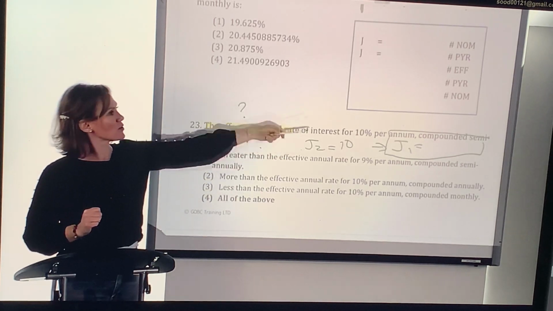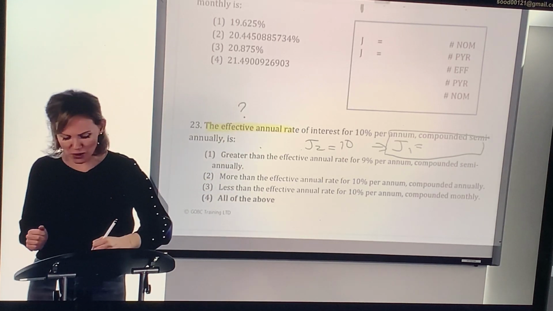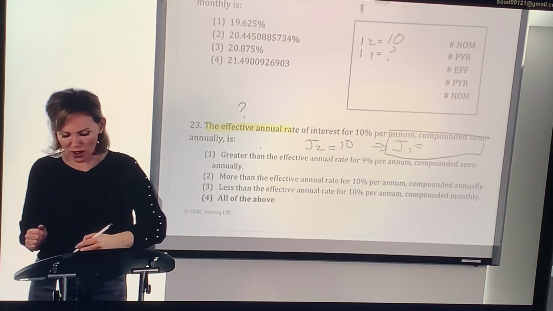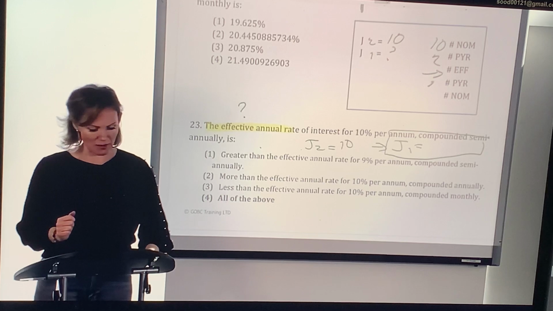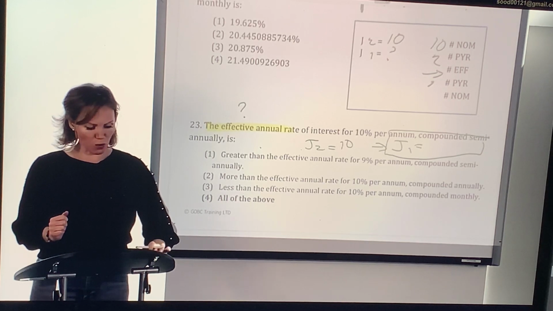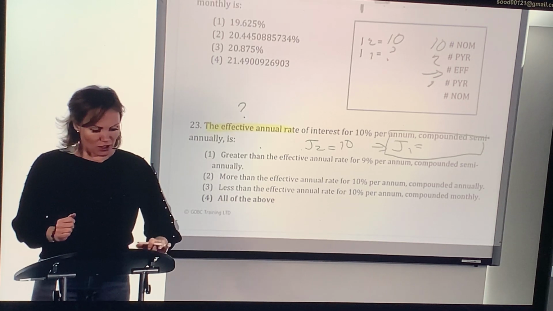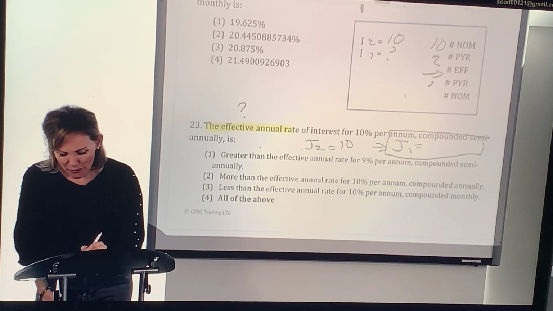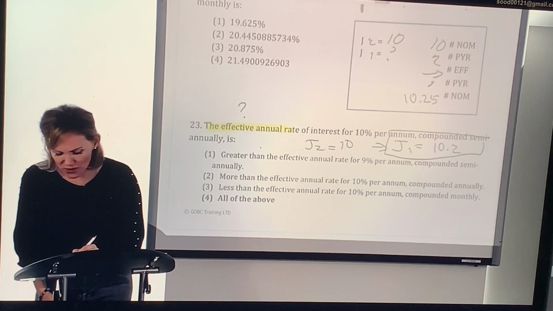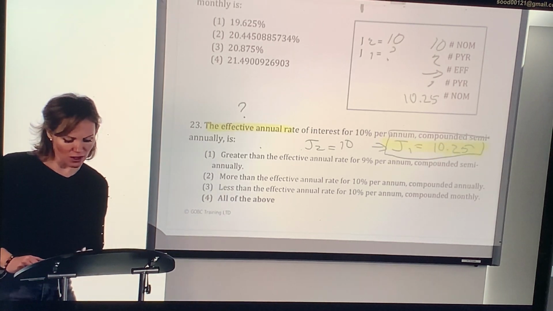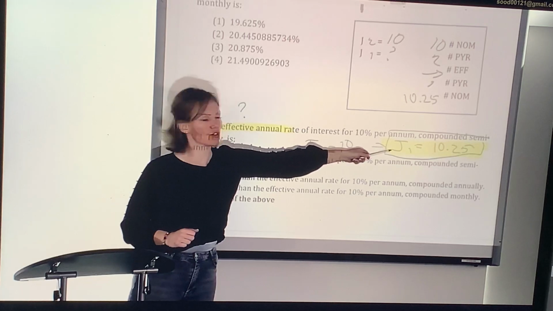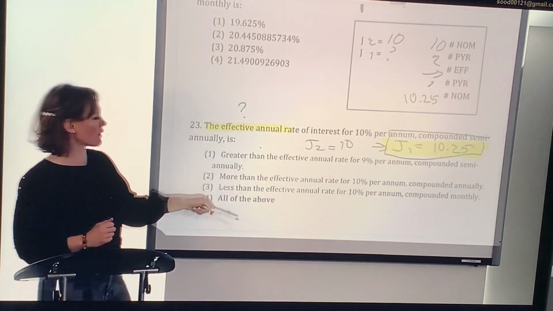Okay, so how are we going to do this? I'll use the top box just for our J2 equals 10, and we're going to convert it to J1. You can do the full or just half of it, it doesn't really matter. So 10 shift norm, 2 shift PYR, shift effective. It comes up to 10.25. This is what I got for my J1 if I took my J2 equals 10% and converted it to J1. I'll highlight it because that's my foundational J that I have to compare everything to. I'll now compare that to every single answer.